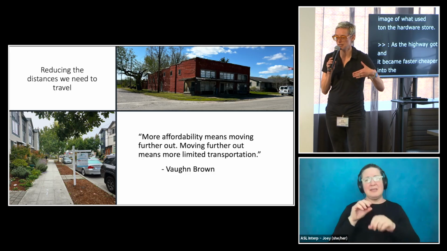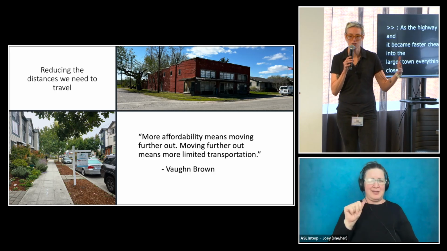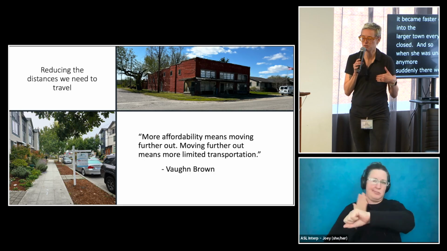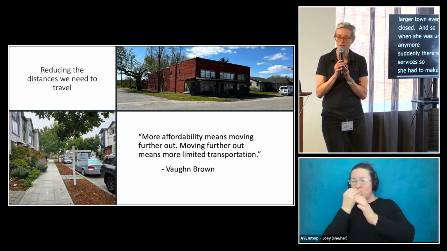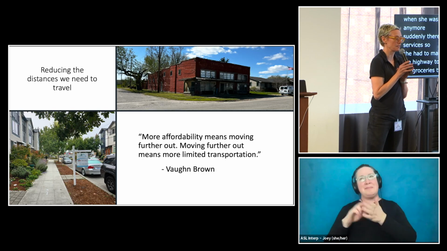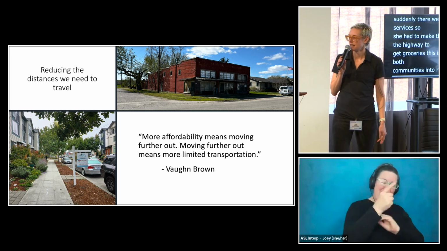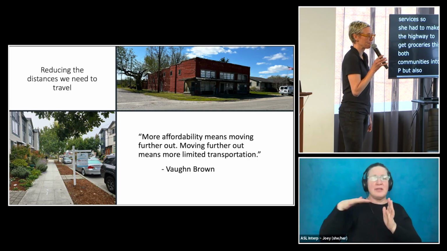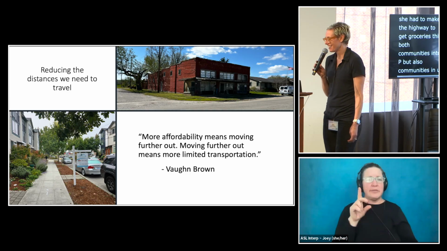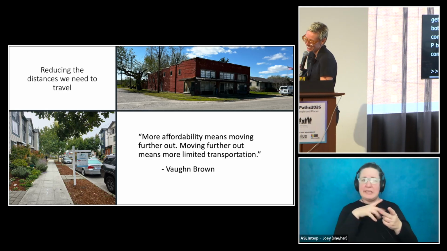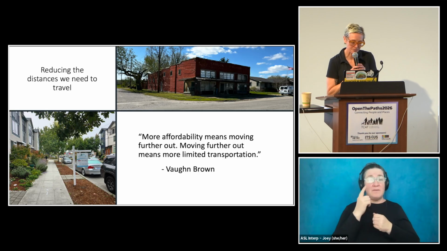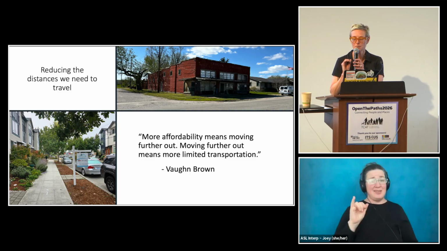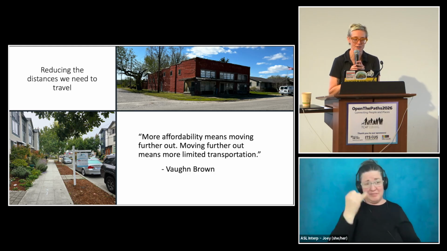And so when she was unable to drive anymore, suddenly there were no longer any services, right? And so she had to make that drive on the highway to go get groceries. And this is true for so many communities in rural areas, but also communities in urban areas, right? Where we have food deserts and pharmacy deserts and healthcare deserts. The nearest 24-hour pharmacy in Seattle is in Issaquah, which just kills me. So that's part of it, right, is how do we get those services into the places where people need them closer so that the distances aren't so far that we have to travel.